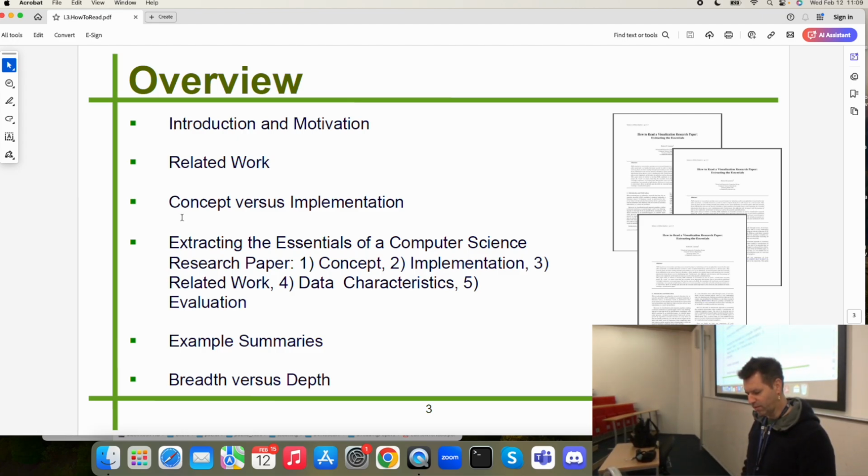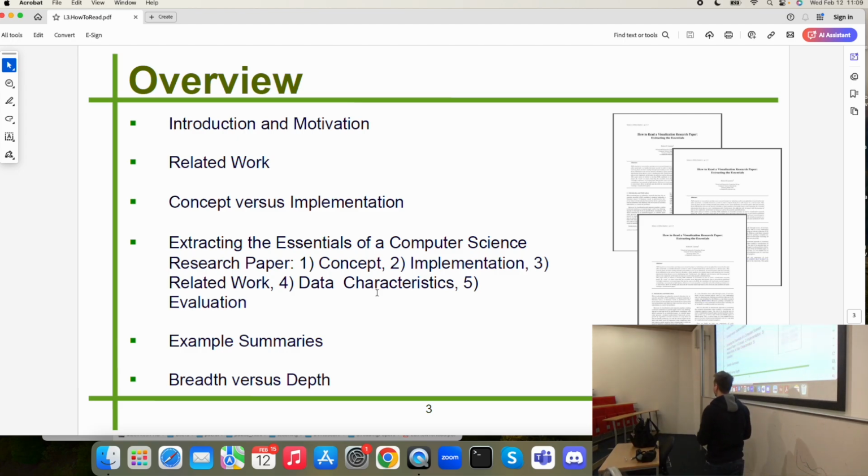Once we know what concept versus implementation means, we're going to extract the essentials of some computer science research papers. We're going to extract the concept. Look, there's the concept. The implementation, there it is. They're two separate things. The essential related work, the essential input data characteristics, and the essential evaluation technique that's used in the paper. Those are the essential elements of a research paper. And then the question is, how do we extract those essential elements? And we're going to look at some examples.